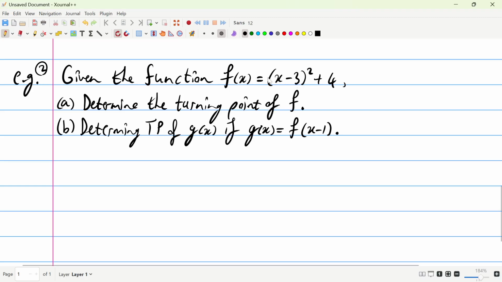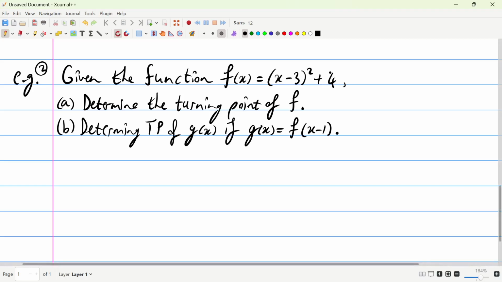So, in this case over here, what we are going to do is determine the turning point. Now we know that this is the turning point form, where the turning point form will be as follows: y equals a times (x minus p) squared plus q. So this is a very funny looking coordinate.